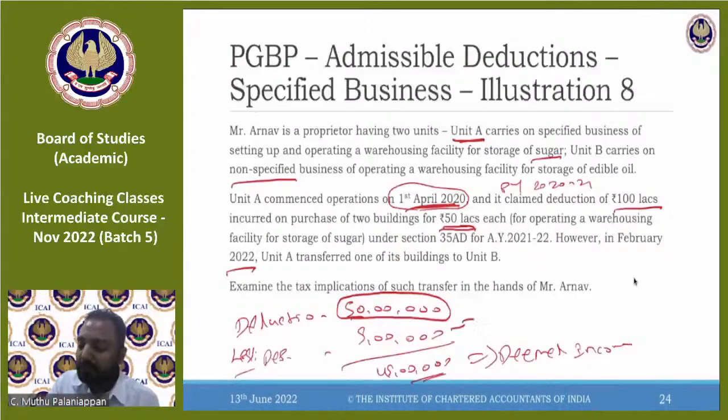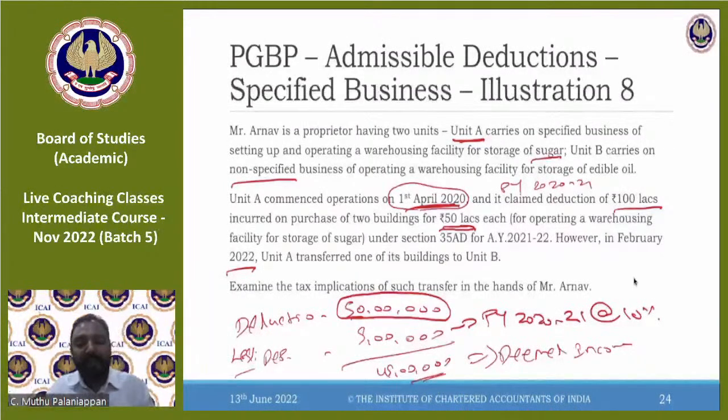This is depreciation provided for previous year 2020-21 at 10%. So 50 lakh into 10% is 5 lakhs. So 50 lakh minus 5 lakh is 45 lakhs. So that's the depreciation that you are claiming. So that is why we are saying this 45 lakhs will be the deemed income for it. So hope now we have understood illustration 8, Kaveri.